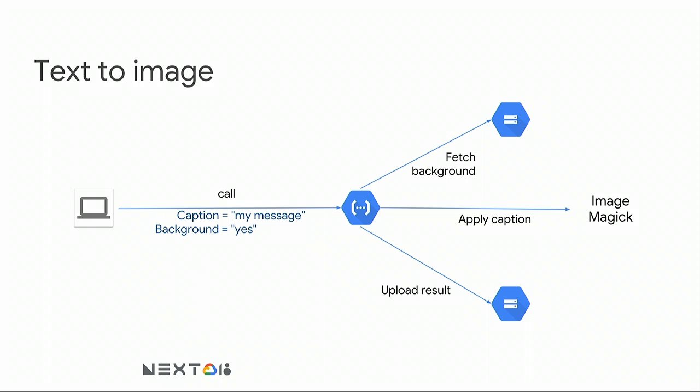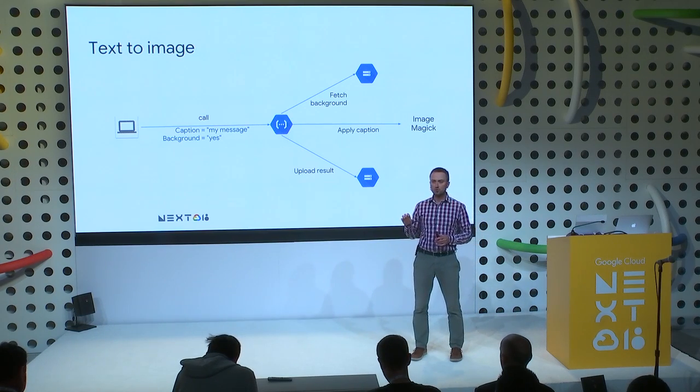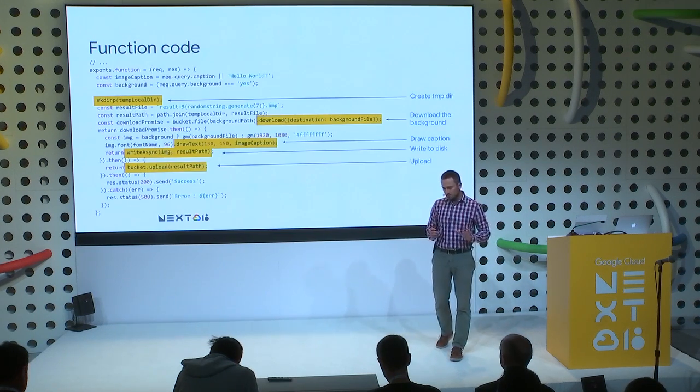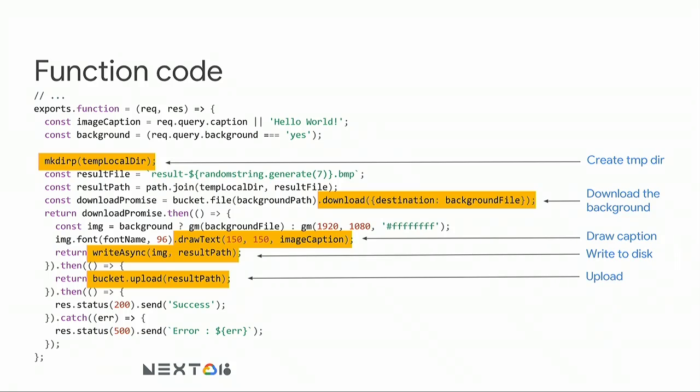So what the function does is first it fetches the background from cloud storage, then it applies the caption using ImageMagick, and finally it uploads the result also to cloud storage. The code is simple, exactly as you would probably imagine. So create a temporary directory, download the background file, load the file into memory, draw the caption, write the file to disk, and upload it to cloud storage. Very simple, right?